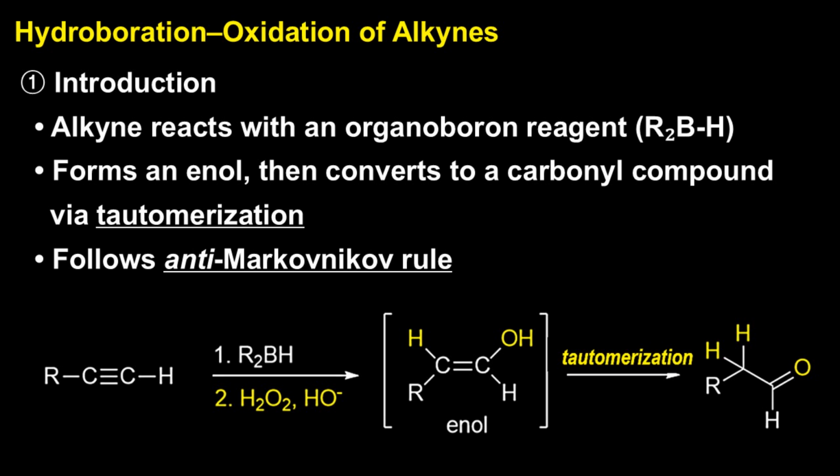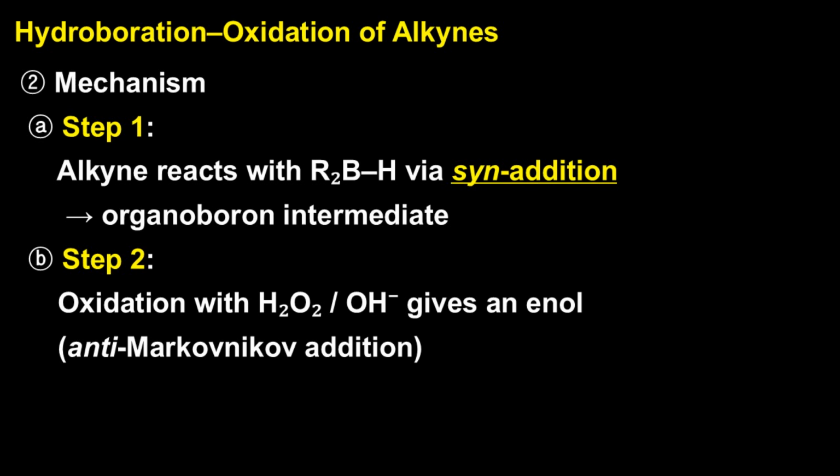But here's the important part. The position of the OH group is already determined in the addition step, because that's where the boron went in the first place. And since boron prefers to add to the less substituted carbon, the OH group ends up there too, following anti-Markovnikov selectivity. We'll walk through the full mechanism soon, but for now, just keep this in mind. Hydroboration oxidation gives you aldehydes from terminal alkynes, and it does so with excellent regioselectivity, all thanks to how the boron adds at the start.